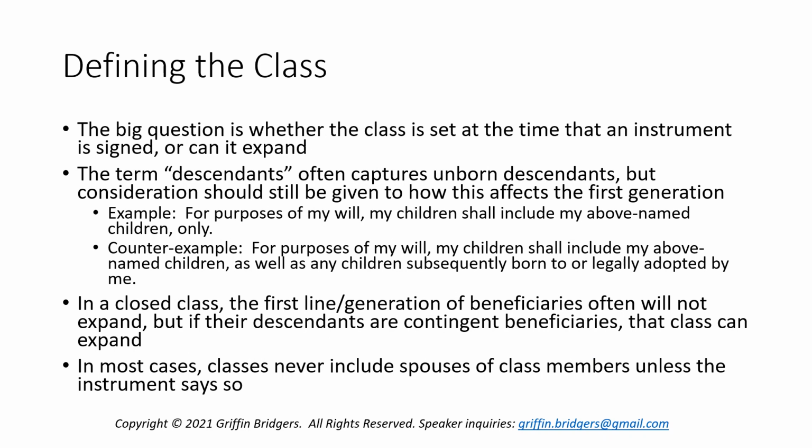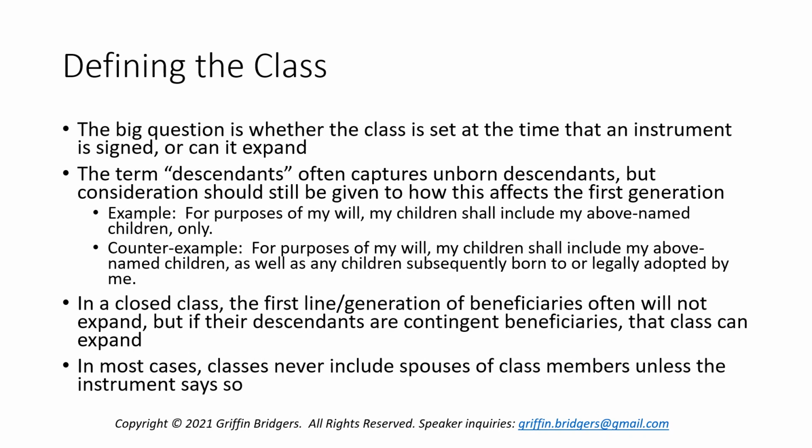And that might be important, for example, with an irrevocable trust that you can't really amend or change the terms of. So a couple examples of this you might have would be, one, if you're older and want to cut off children, you might say, for purposes of my will, my children shall include my above-named children only. If you have that type of language, future born children or future adopted children won't be included in that version of your will.